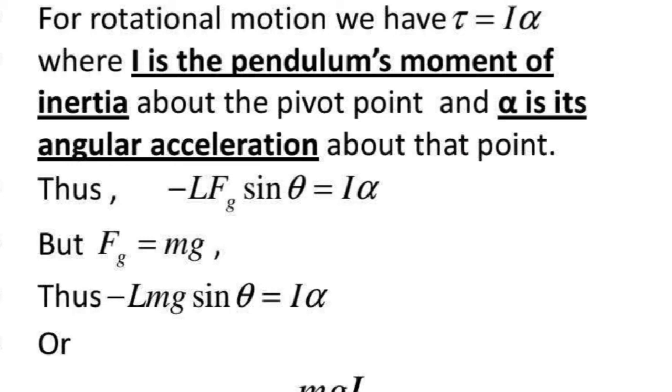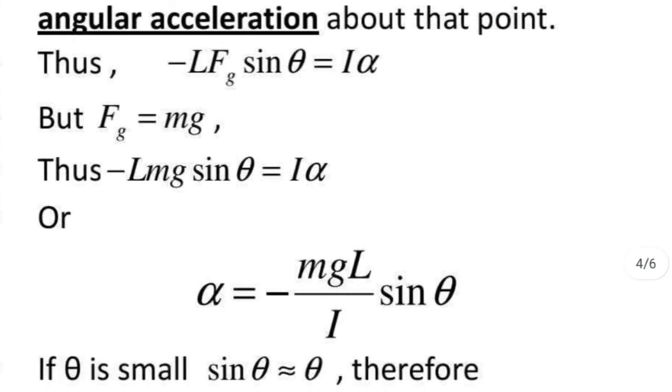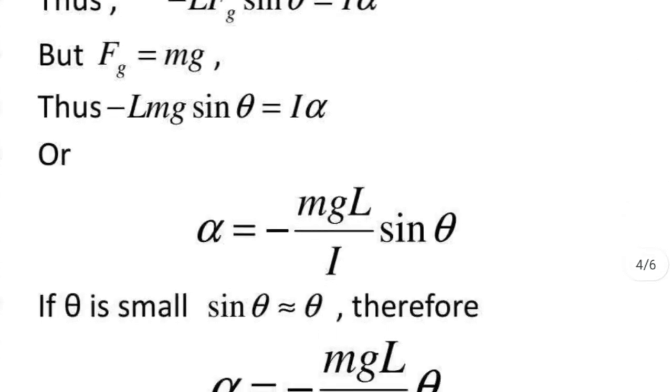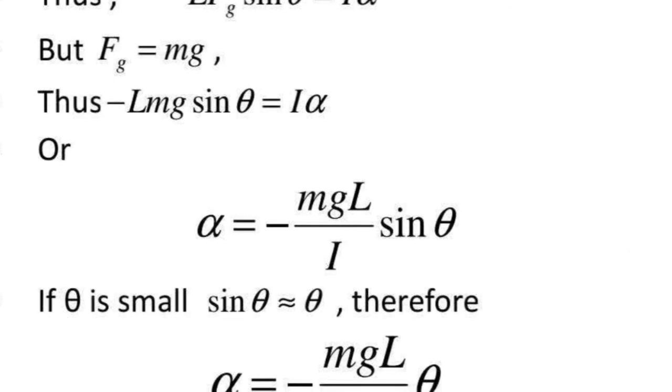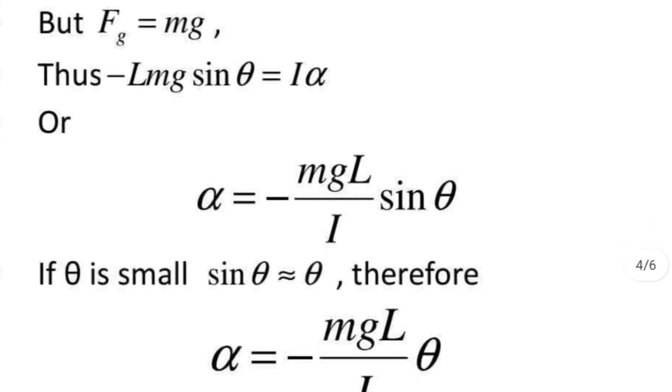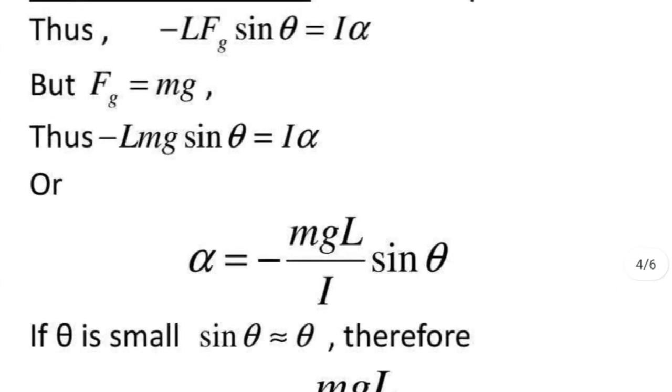That means the two expressions for torque represent the same torque. So we can equate the right hand sides of those two equations. So we have minus L Fg sine theta equal to I alpha. Now Fg we know it is mg. So substituting that we have minus L mg sine theta equal to I alpha, or rearranging the equation, we have alpha equal to minus mgL by I into sine theta. So this is the expression for the angular acceleration.